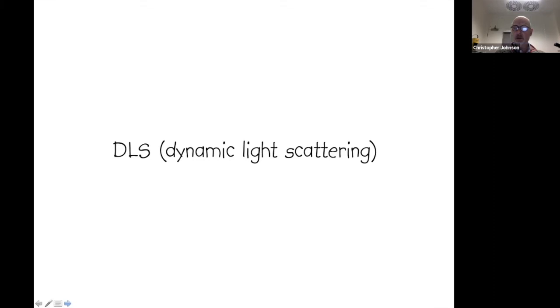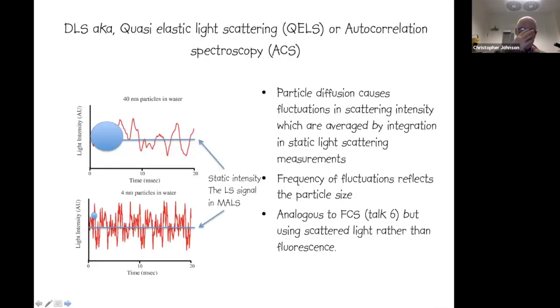So, coming on to a related technique, dynamic light scattering. This is known by the Wyatt company for some reason as quasi-elastic light scattering, and it's also sometimes referred to as autocorrelation spectroscopy, but most commonly known as dynamic light scattering. Particles that diffuse within some sort of illuminated volume will cause fluctuations in the scattering intensity. When we're doing static light scattering, we're averaging out those fluctuations by integration. So the signal we've used so far for mass determination corresponds to the average of the fluctuations of these signals. But the fluctuations will have different frequencies depending on the particle size.